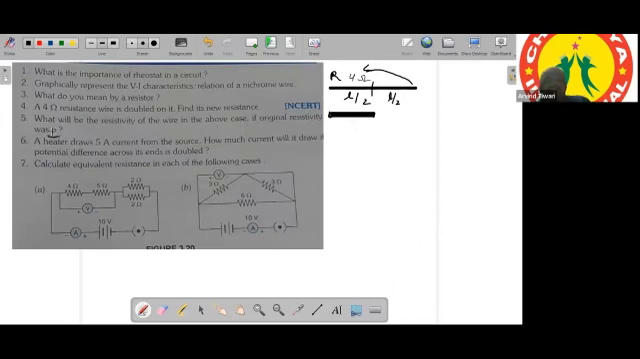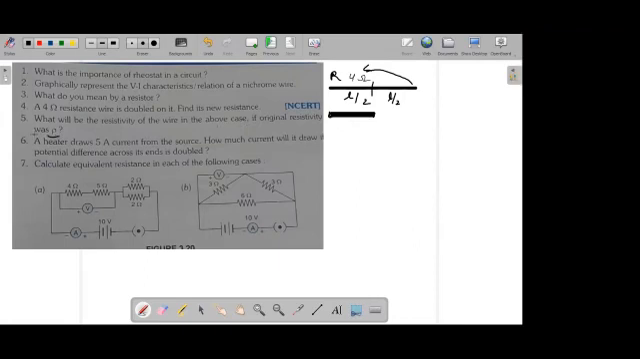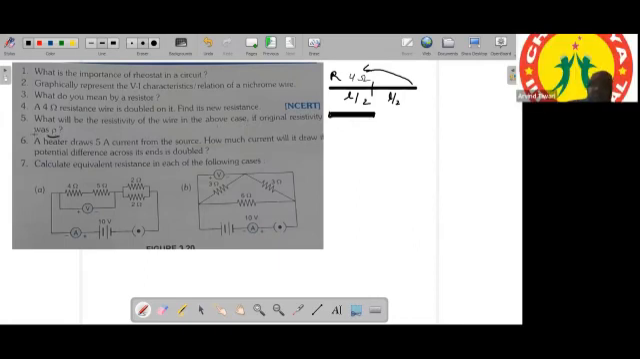And what will be the resistivity of the wire in the above case if the original resistivity was rho? What will be its new resistivity? Same, sir, it will be rho. No change in resistivity, as resistivity does not depend on the geometry of the wire.